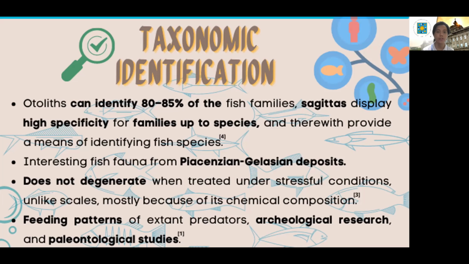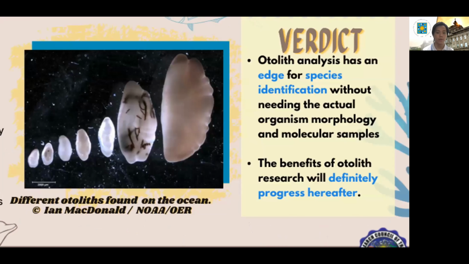To sum it up, although many of its studies lean on ecological targets, otolith taxonomic analysis has an edge for species identification without needing the actual organism's morphology and molecular samples. All in all, this otolith research will definitely progress hereafter.